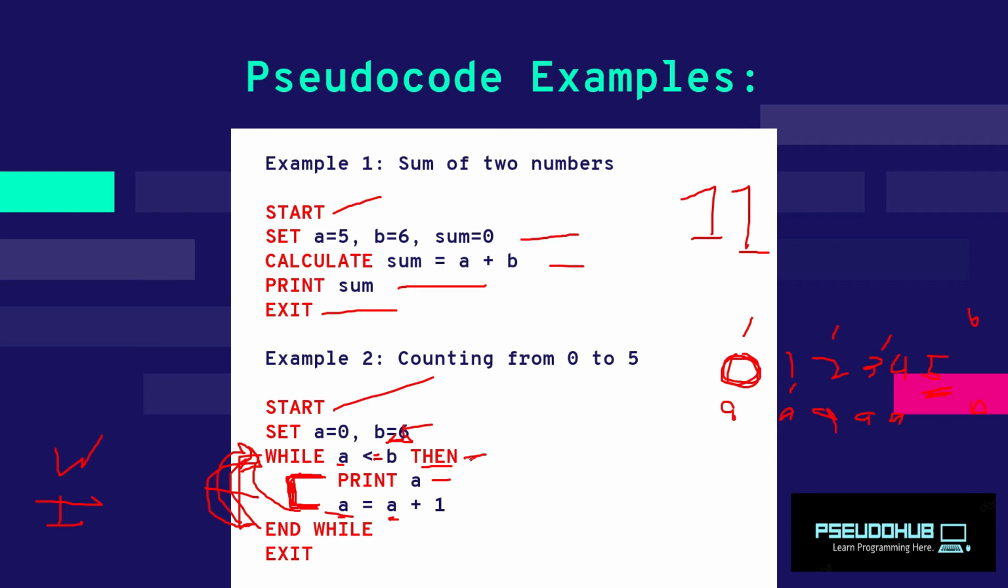So, i-print na po niya. So, i-print niya si 4. Then, 4 plus 1, mahimo siyang 5. So, balik na naman sa ibabaw. So, 5 less than or equal to 5.